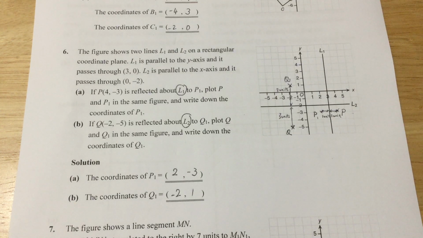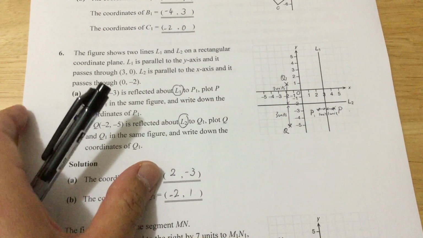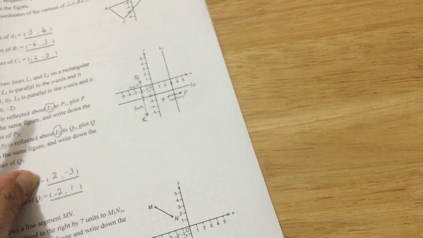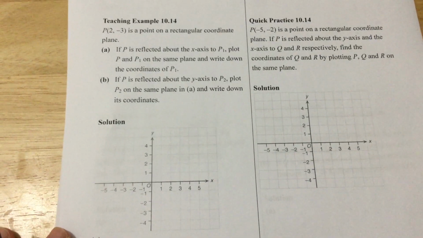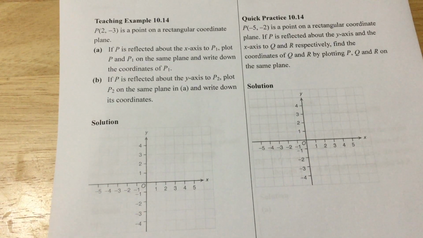Okay, now if you still need to think, please pause the video. And now we will go to the next question for you all. Okay, this is the next teaching example. P(2, -3) is a point on a rectangular coordinate plane. Okay, now please look at the question and do it by yourself.